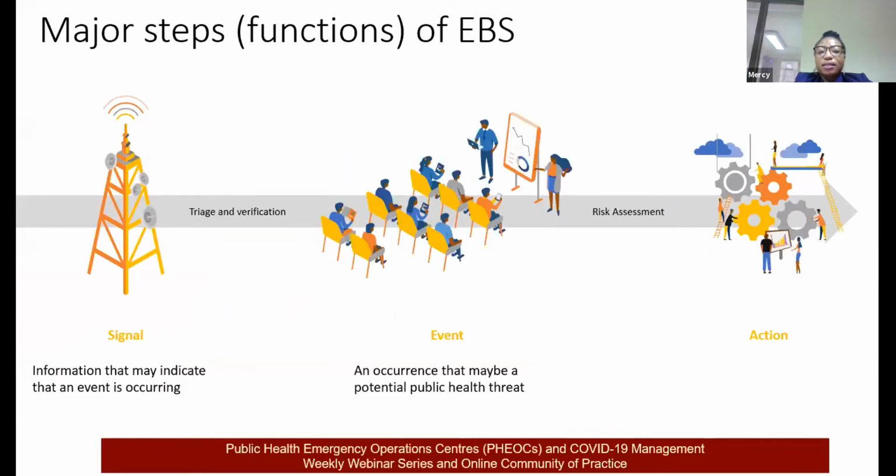So this is a summary of the main functions of EBS. It shows from when a signal is detected and translated into an event to when action is taken. So like we said before, when a signal is detected, it is triaged and verified. We're going to see what triage and verification entail. And then once it's verified, it becomes an event. And that event, that's where risk assessment is conducted. And after the risk is classified, then the response team takes action. Next slide.